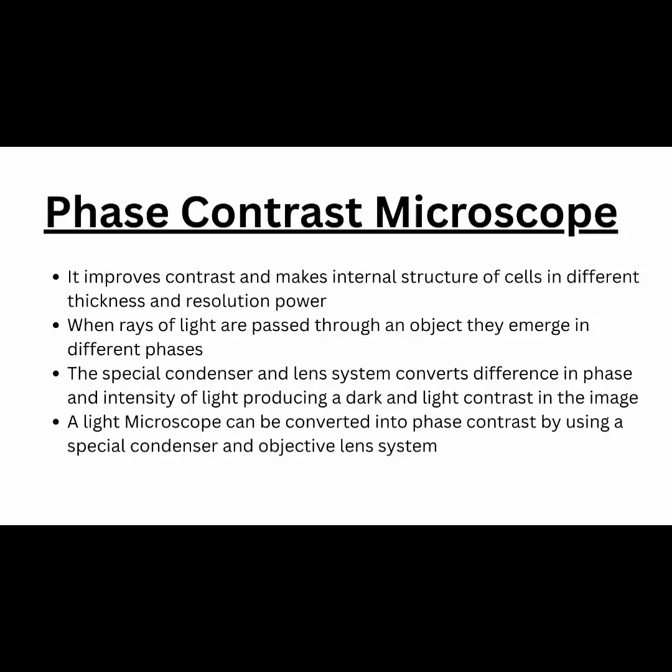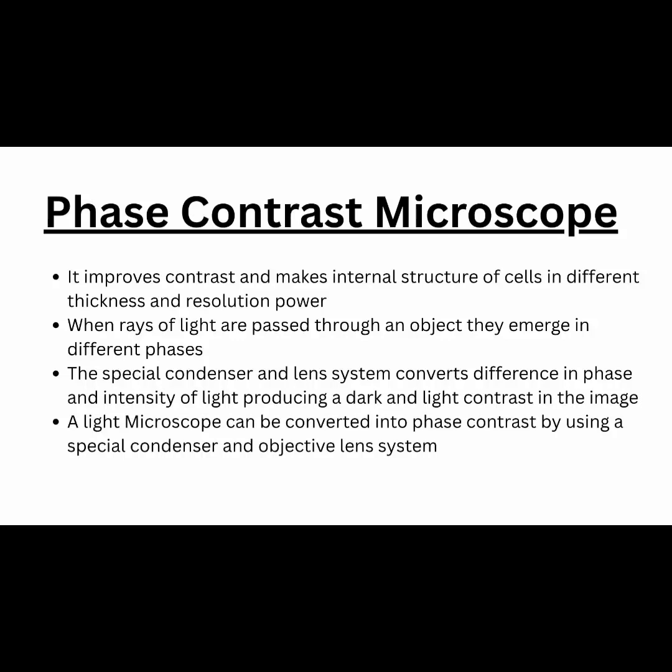The phase contrast microscope improves the contrast and shows the internal structure of the cells with more thickness and resolution power. So what's the difference between the phase contrast microscope and the light microscope? When rays of light are passed through an object, they emerge in different phases. This is the basic difference. Different phases are created with the help of the condenser and a particular lens system, which is set up in the phase contrast microscope. So this is the difference.